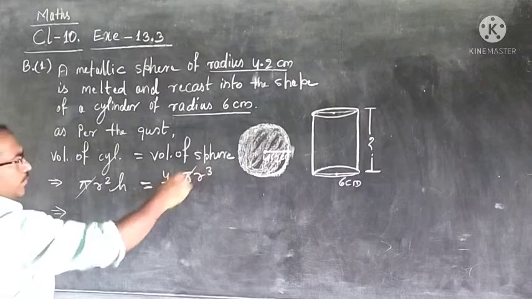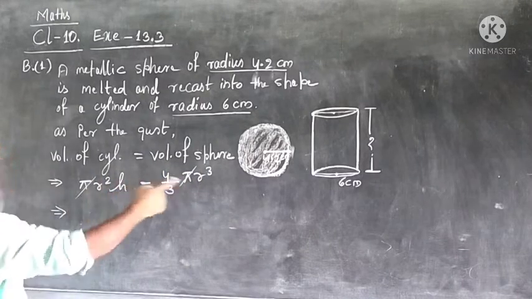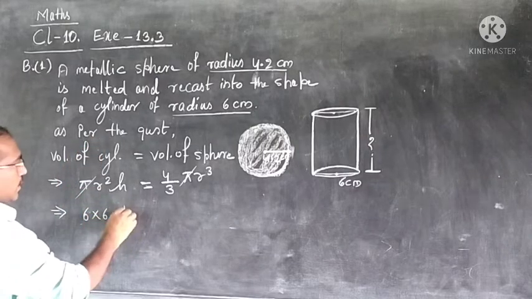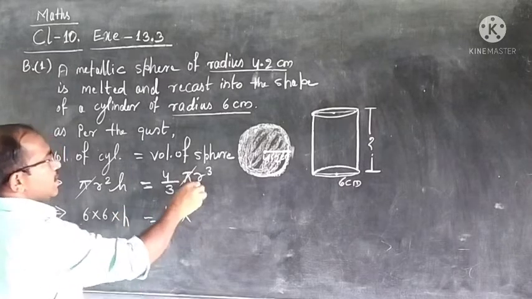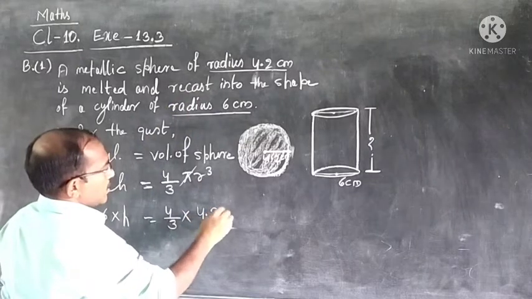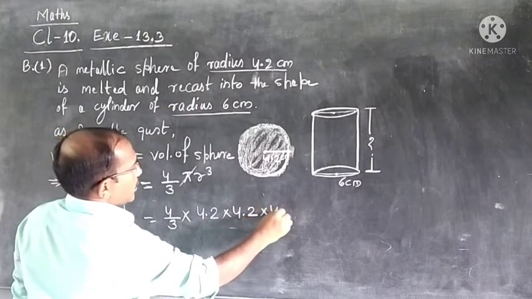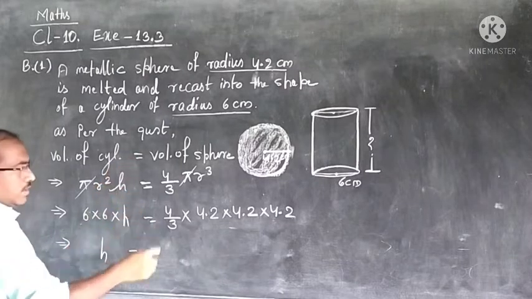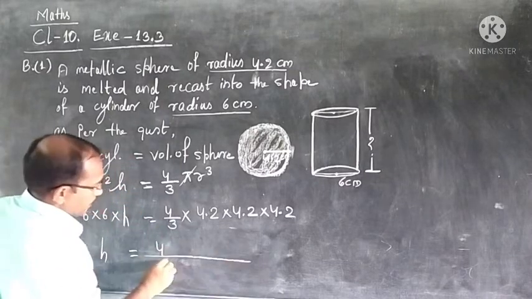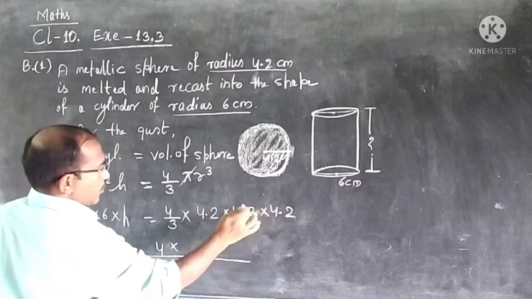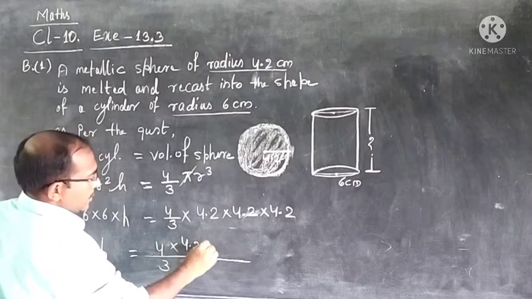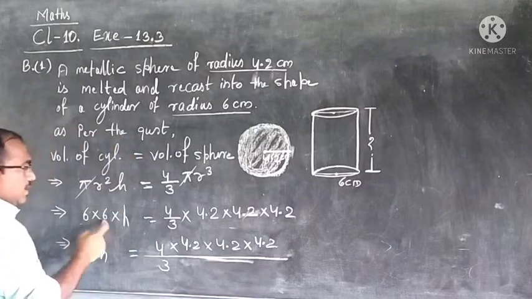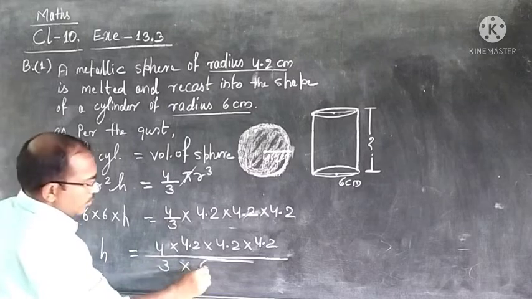Here pi we can cancel. Then this radius, we should not think that this is the same. Radius of cylinder, what is that? 6. So, 6 into 6. Height of cylinder we have to find, times 4/3, and this is the radius of sphere. So, we write 4.2 into 4.2 into 4.2, and we get here h. We need the height of the cylinder, so let it be as it is. What is in RHS? We write 4.2 into 4.2 into 4.2. Then we see 6 will come from the numerator; in LHS it will come in the denominator.